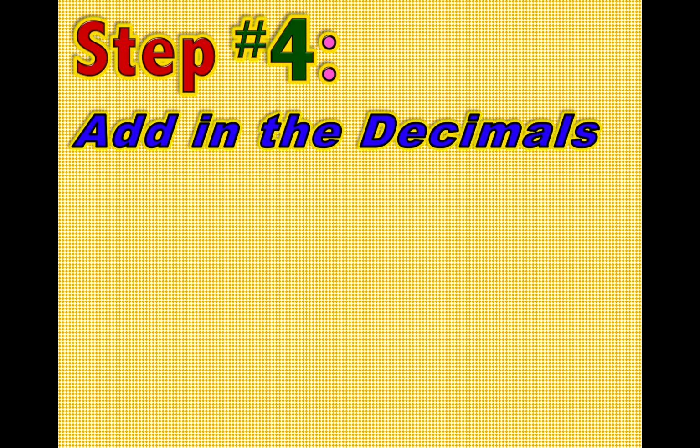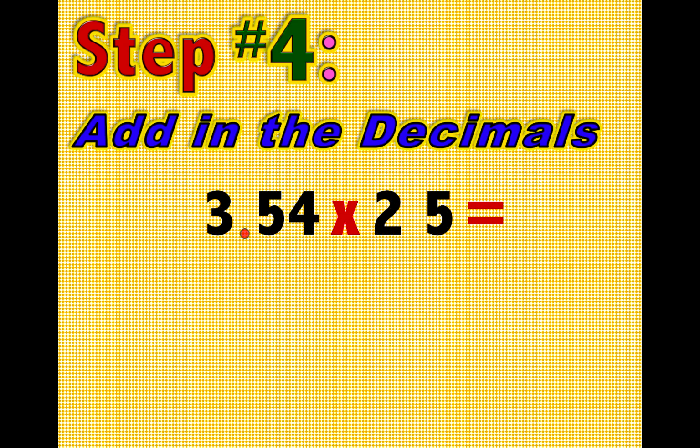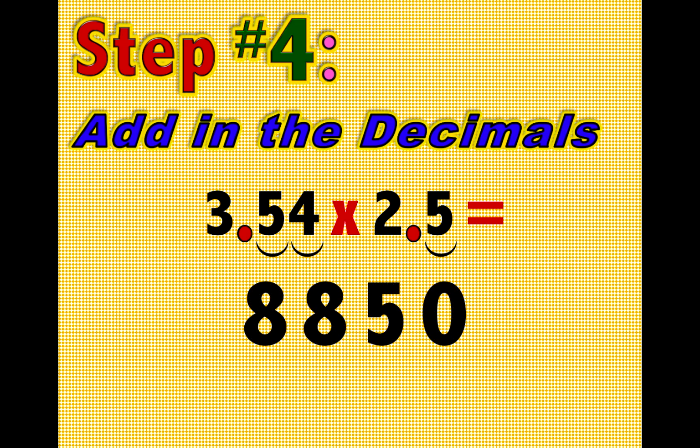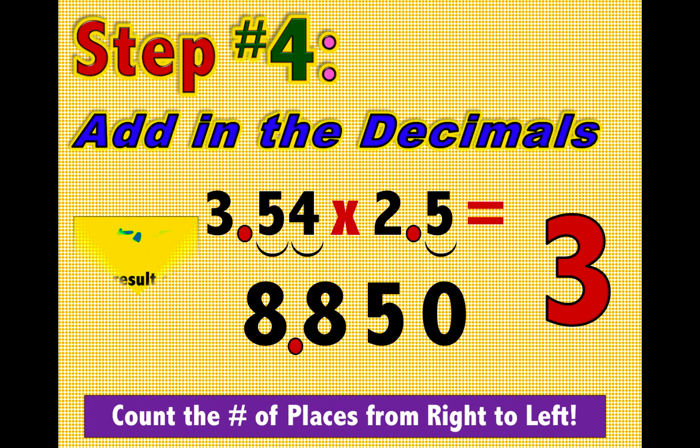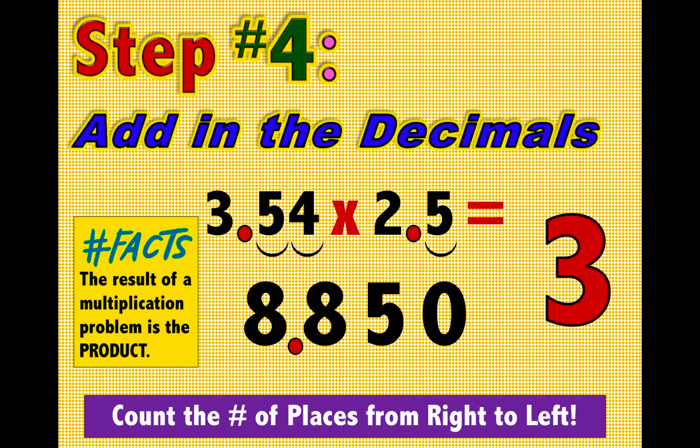Step number 4. Add the decimals back into the product. Here is the original problem. 3 and 54/100 multiplied by 2 and 5/10. How many decimal places do we have? Let's count. 1, 2, 3. When we multiplied this number like whole numbers, our product was 8,850. Now we add back in those decimals by counting the number of decimal places from right to left. 1, 2, 3. Fact: the result of a multiplication problem is the product.